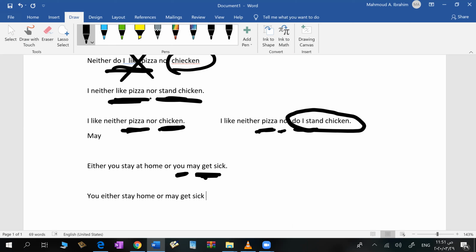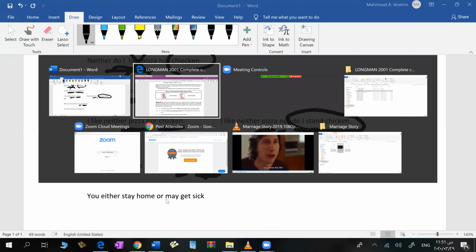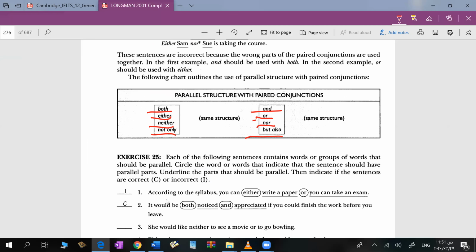Do we now understand parallelism? It's basically that what comes after the first connector must be equal to what comes after the second connector. Okay?